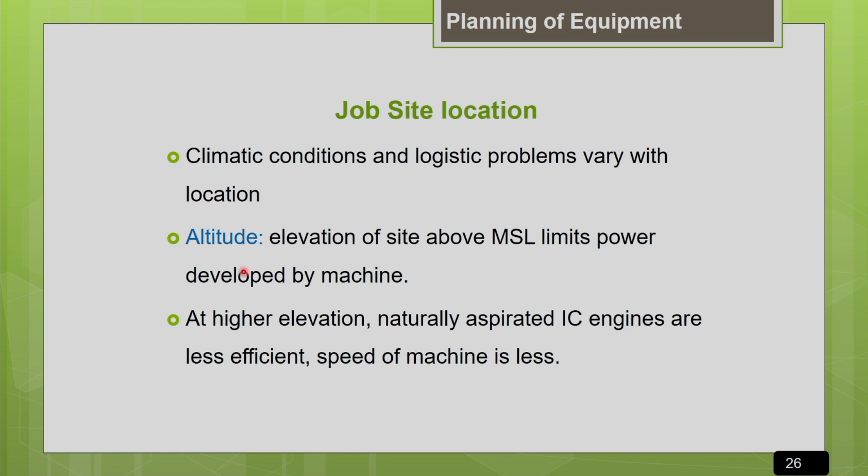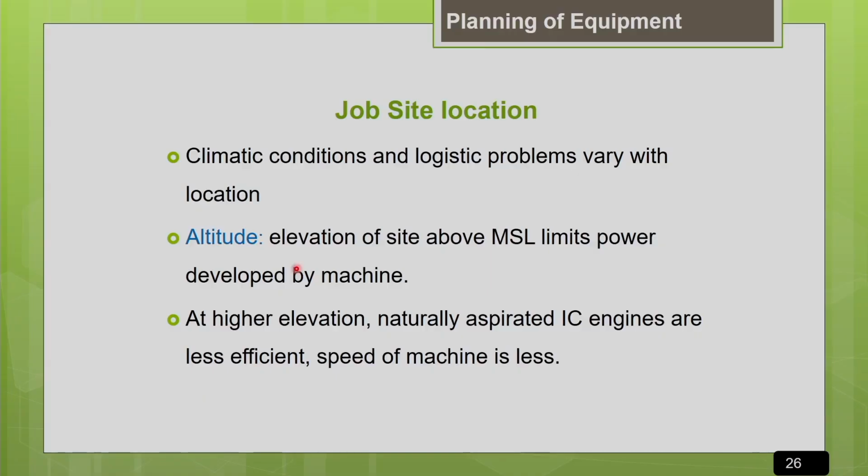Most of the machines we use in a construction project site are internal combustion engines. The horsepower rating of these engines is done at standard conditions, at a standard temperature and standard atmospheric pressure. For example, SAE, the Society of Automotive Engineers, has prescribed the rating of machines at a standard temperature of 15.5 degrees Celsius and atmospheric pressure of 103.3 kilopascal. So the horsepower rating is valid for that particular standard temperature and pressure.